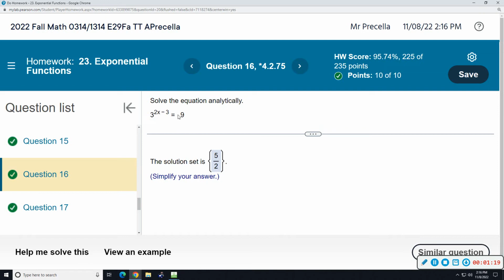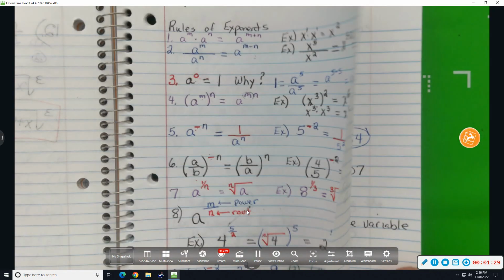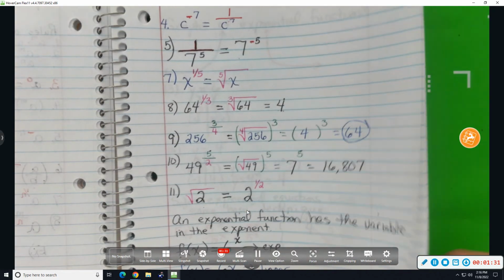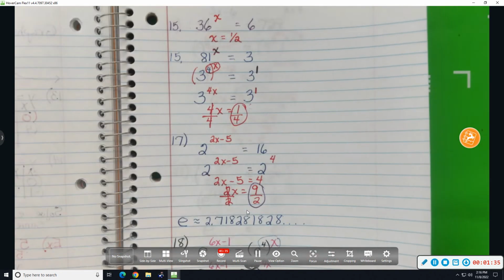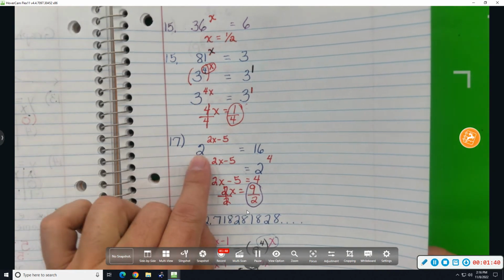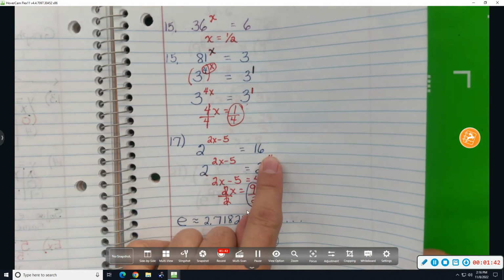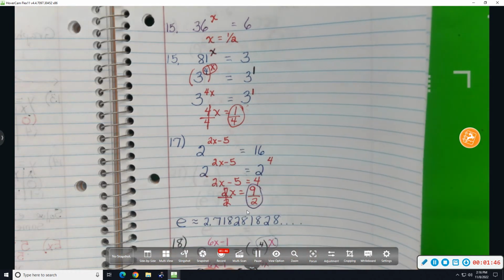Now, I wonder why I'm looking at that rather than flipping through the notes from that day. Look here, we had some properties of exponents. And then, right up here, at number 17, we rewrite the 16 as 2 to the 4th. And so if the bases are the same, the exponents have to be the same.